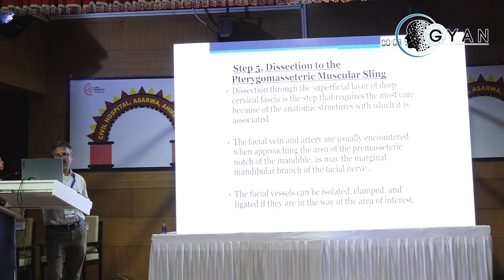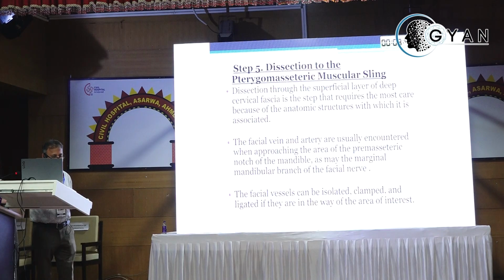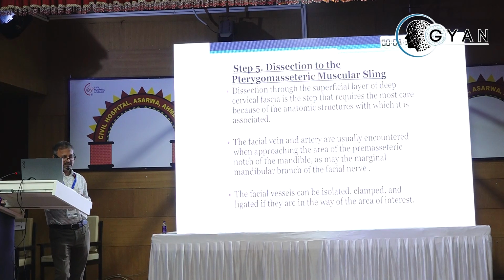Once you reach the facial vein and artery, which usually come in this region, they are supposed to be ligated at this level in the deep cervical fascia, and usually you have a lymph node which is caressing that. What is that lymph node called? Node of Stahr. That is the lymph node most commonly encountered.